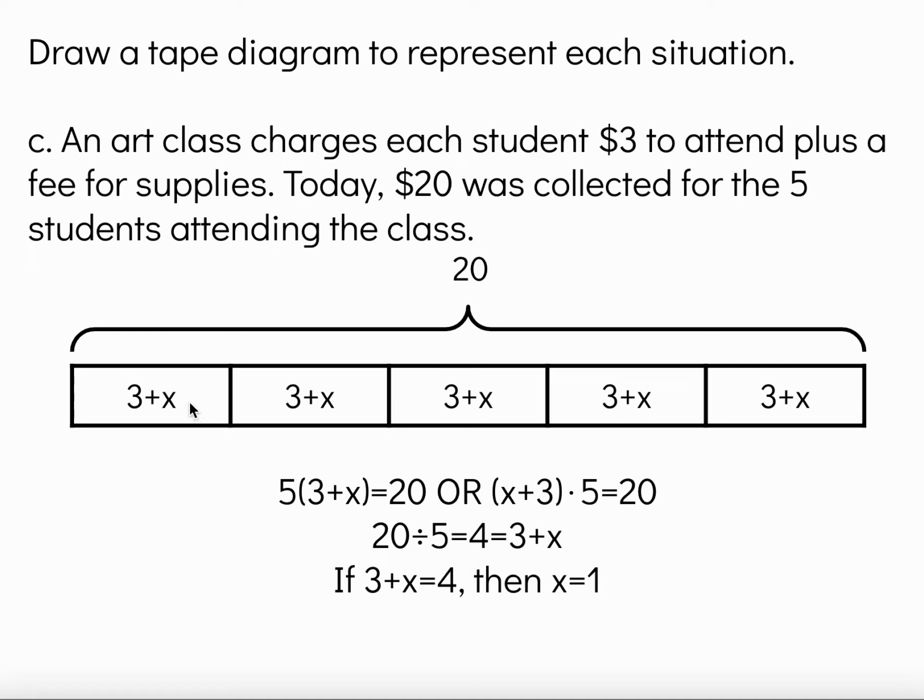So they have their fee plus their art supplies for a total of $4. So if 3 plus x is 4, then x has to be 1. Let's substitute 1 each time. I have 3 plus 1, which is 4. And then I have 1, 2, 3, 4, 5 groups of 4. 5 times 4 is 20.